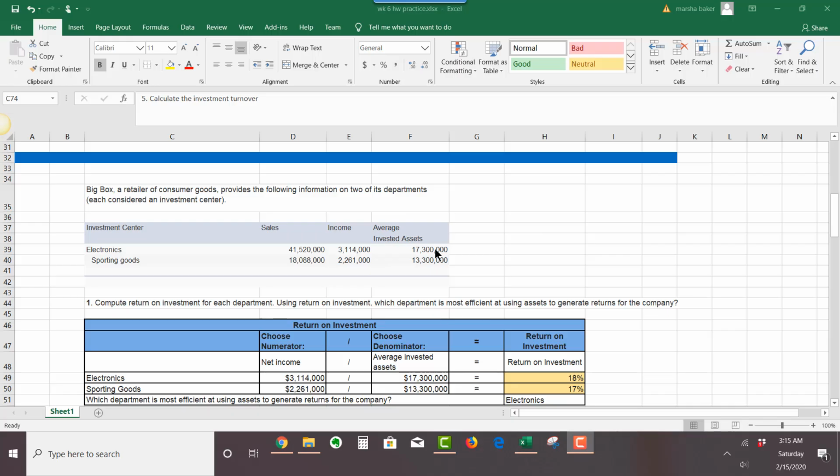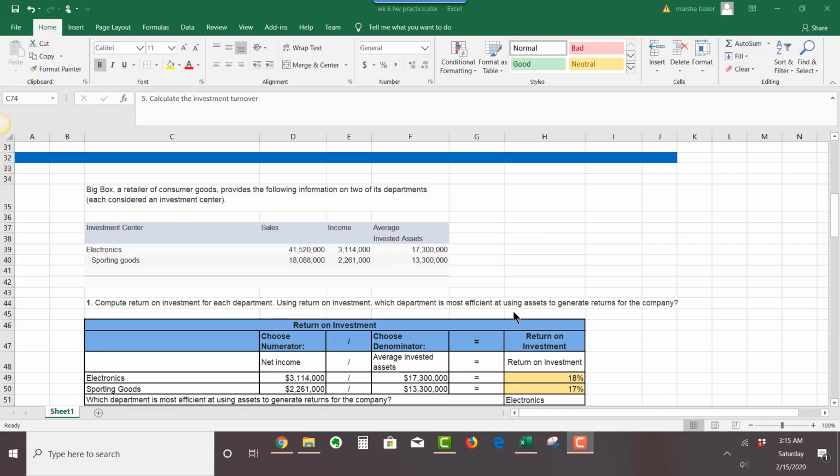A big box retailer of consumer goods provides the following information on two departments. We have the electronics and we have sporting goods. Sales for electronics is $41,520,000. Income is $3.114 million, and average invested assets is $17,300,000, which means that's what the company invested to be able to get this electronics department up and running.